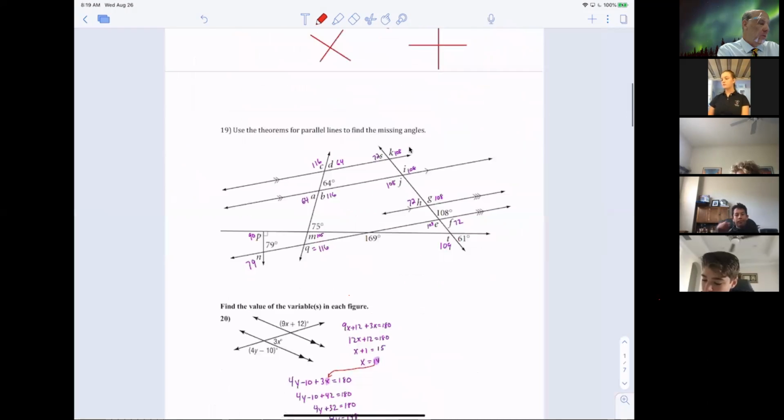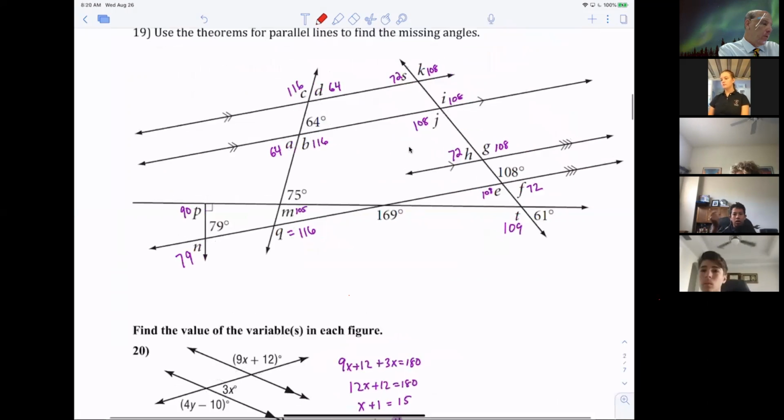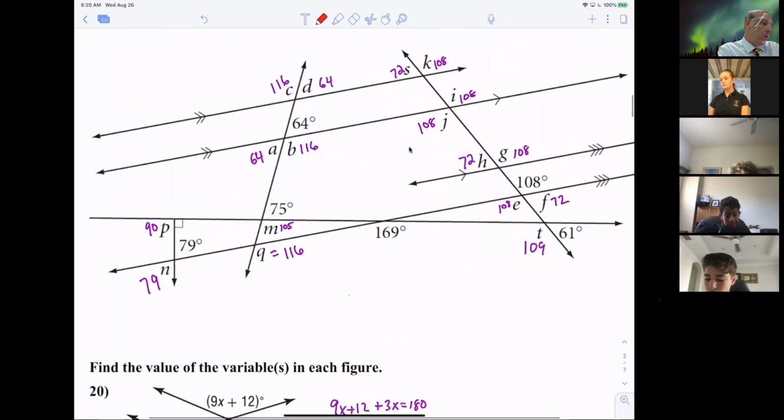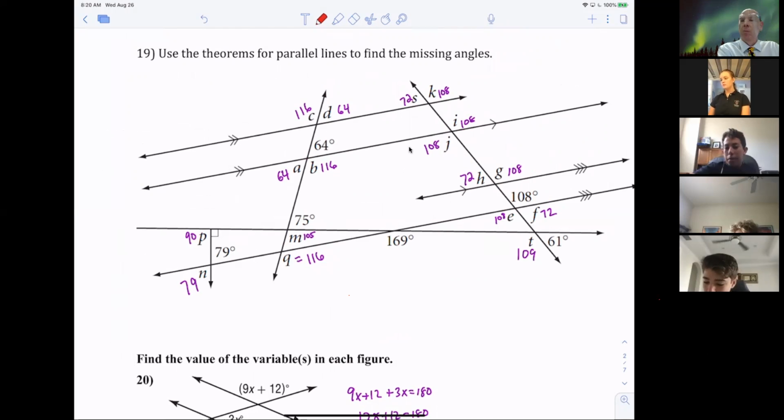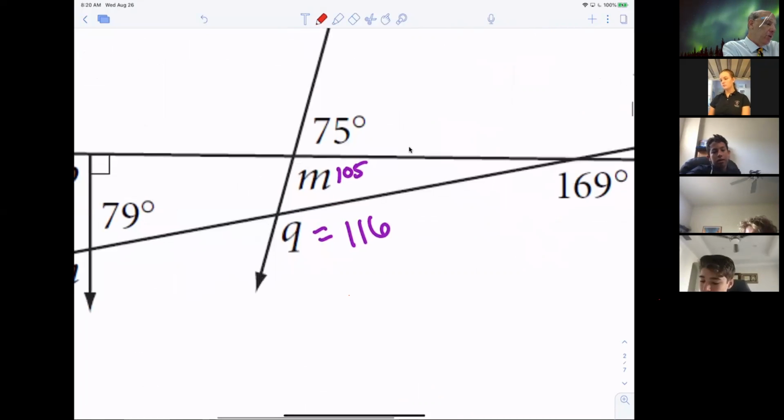All right. Here we go. Let's look at this guy right here. Anybody have any question with that? Angle M? Yes. Well, this is angle M right here, so it's supplementary to 75. So that's just it. Okay, thank you.